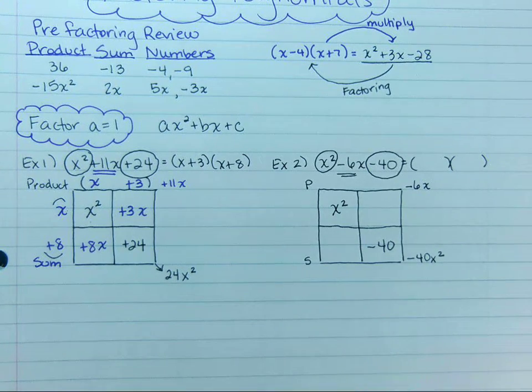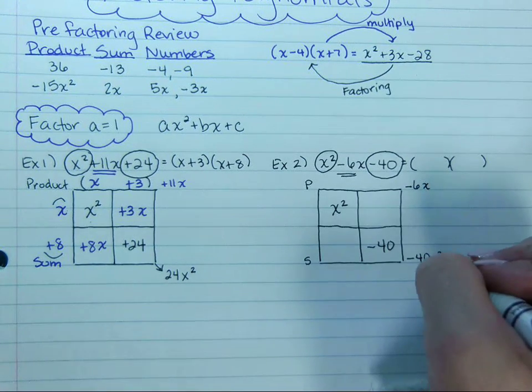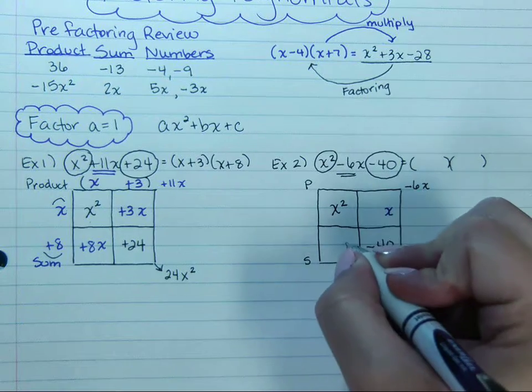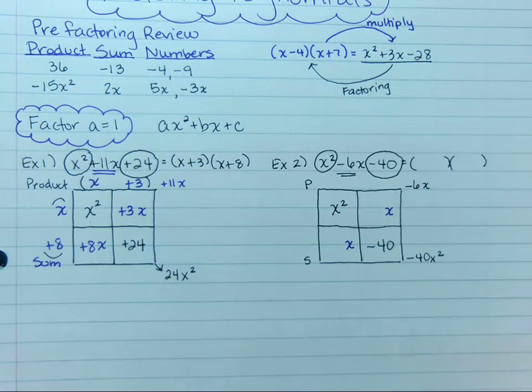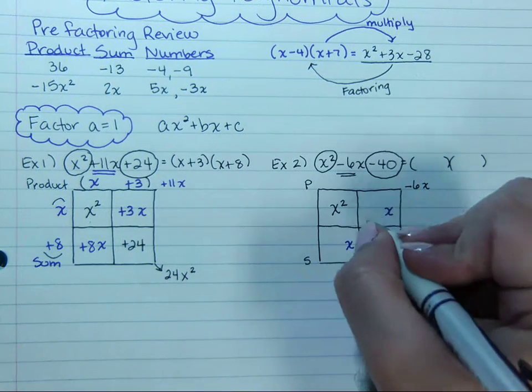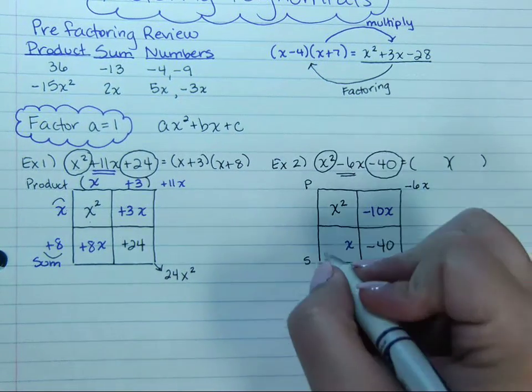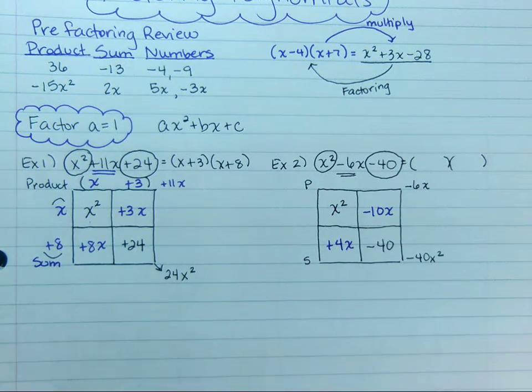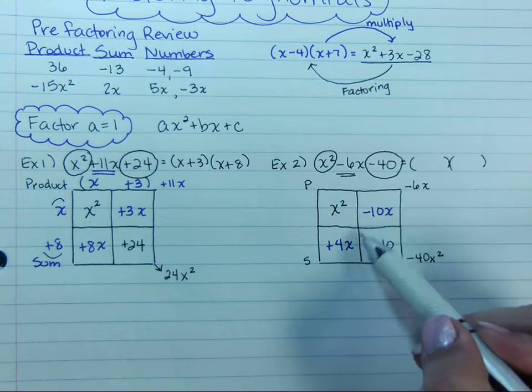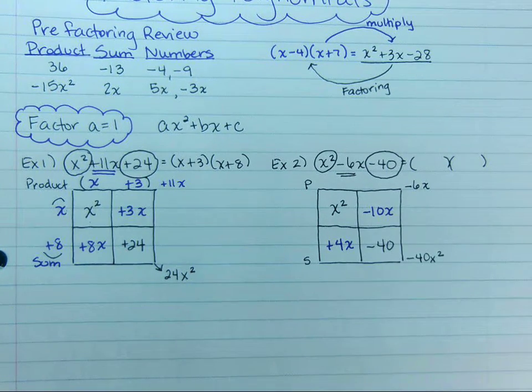So again, right now, because it's x squared, you're always going to have an x in both these boxes. So your main focus right now is going to be the numbers that you multiply to get negative 40 and add up to be negative 6. So I'm going to use a negative 10 and a positive 4. And it's always good to double check, multiply it and add it and make sure that the product and the sum are the correct values.